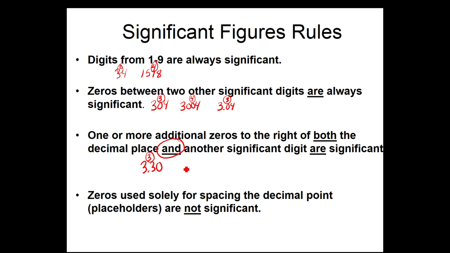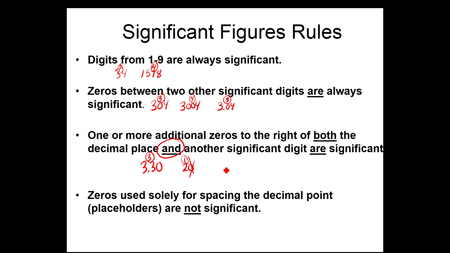How about the number 20? Is the 0 to the right of the decimal place? No. Is it to the right of a number? Yes. But it's not to the right of the decimal place, so it doesn't count. So the number 20 only has 1 significant digit. See kind of how that works?